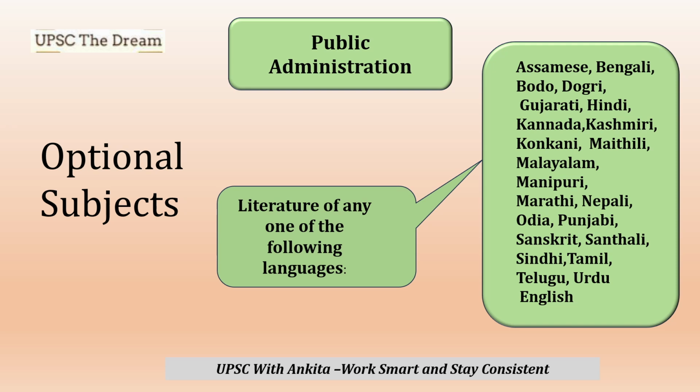You can choose an optional which overlaps with the GS syllabus, such as history topics or sociology topics. If you are willing, you can choose any one of them. And academic background: most of the students who study public administration, international relations, history, geography, etc. at graduation level will choose it as the optional itself, but it's not mandatory. It's very much optional according to your will. You can choose it.